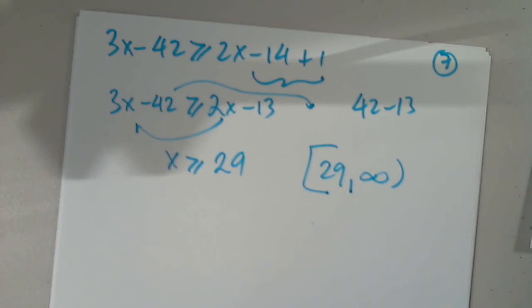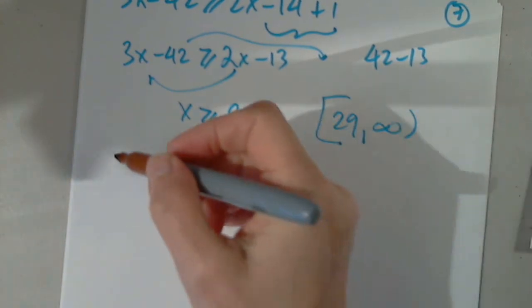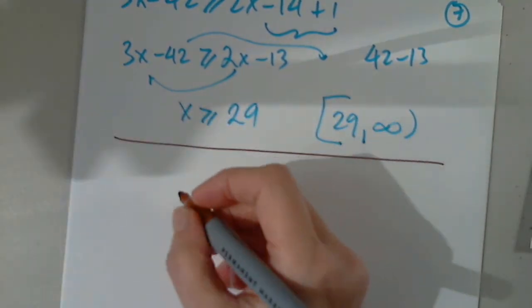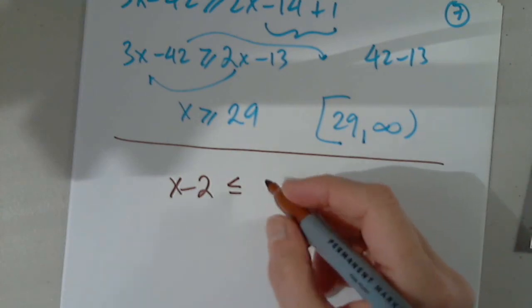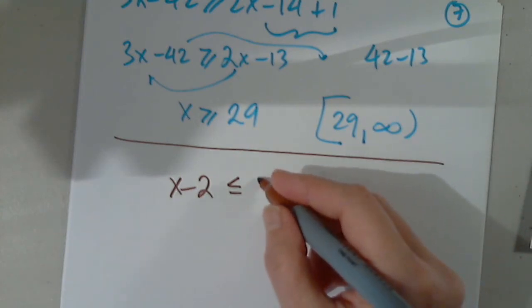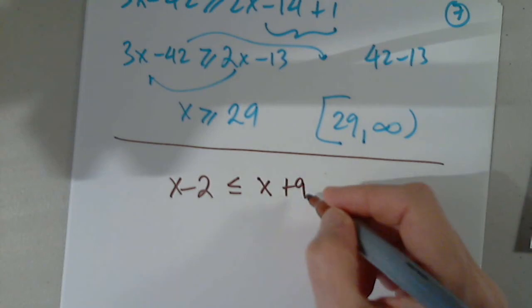Question. What does it mean when x gets cancelled out in an inequality? Very good question. Excellent. So let's say x minus 2 is less than or equal to x plus 9.